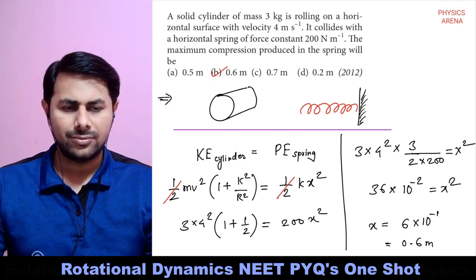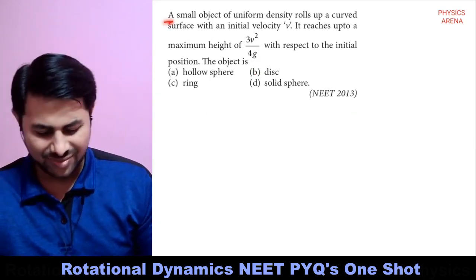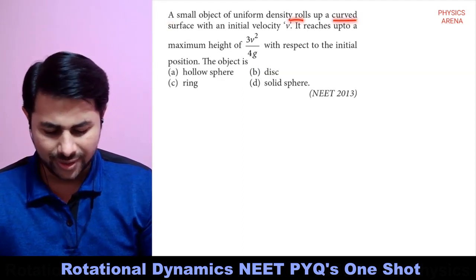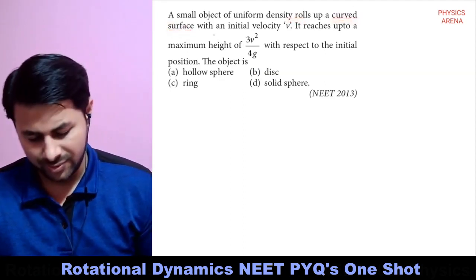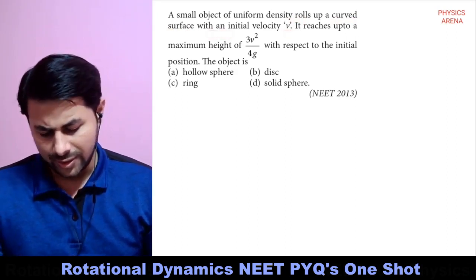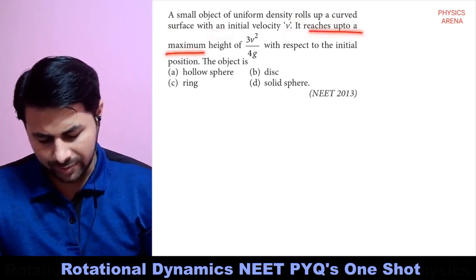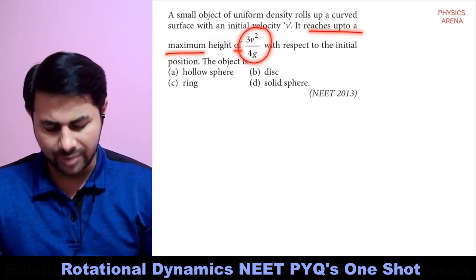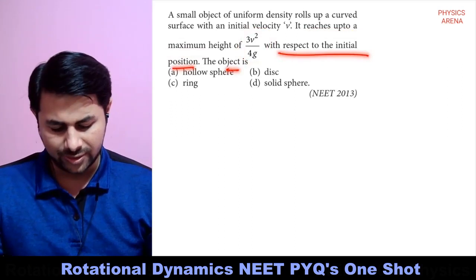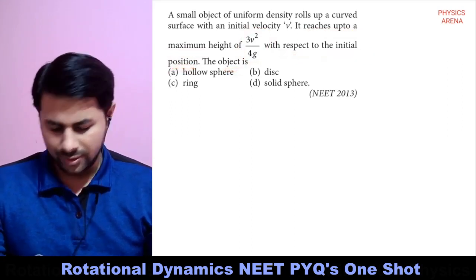Option B. Then let's see this next question. A small object of uniform density rolls up a curved surface with an initial velocity v. Okay. It reaches up to maximum height of 3v square upon 4g with respect to initial position. The object is.